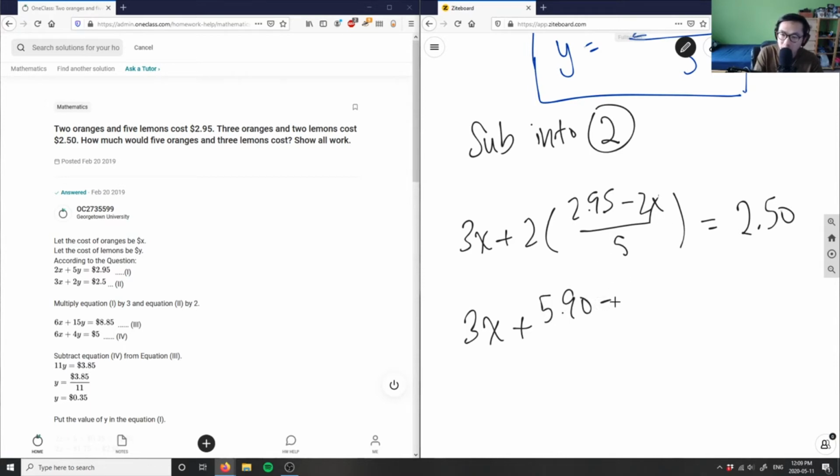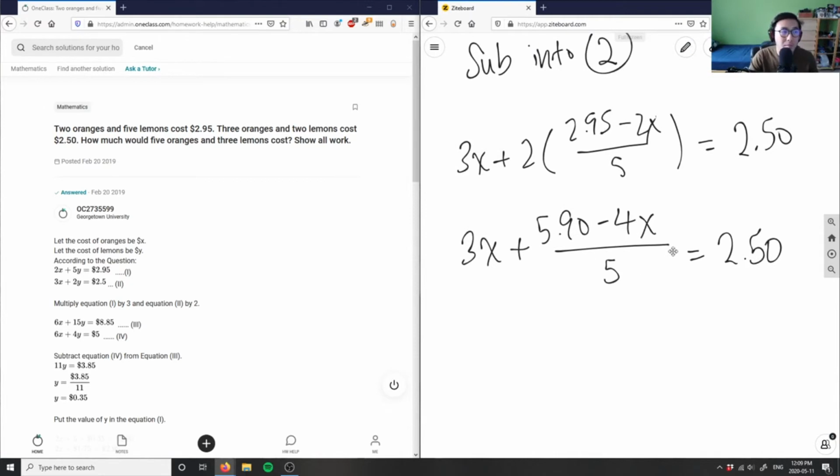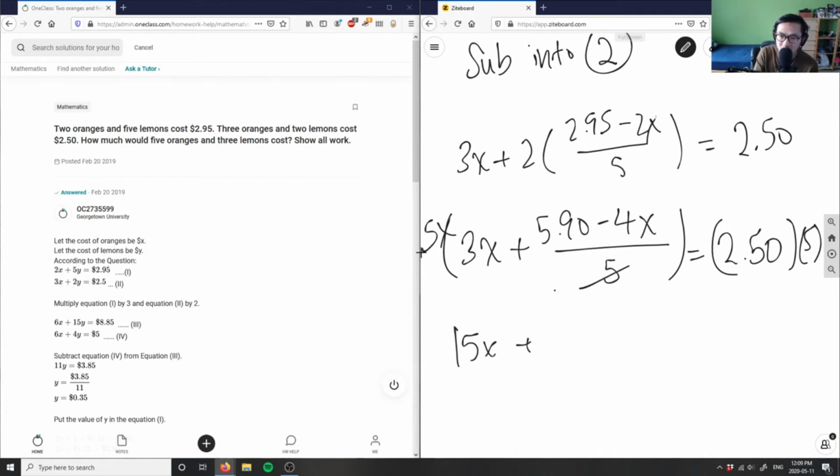Minus 2 times 2x here is 4x, all over 5, and this would equal $2.50. If I want to get rid of the denominator, I can multiply our entire equation by 5. So I multiply this side times 5 and this side times 5. I get 15x, plus this cancels out, plus 5.90 minus 4x equals $2 times $2.50 times 5, which gives me $12.50.